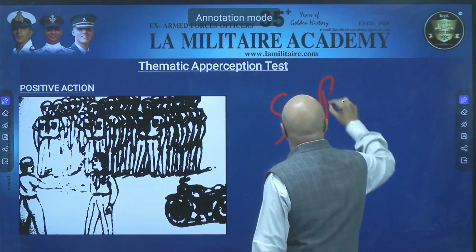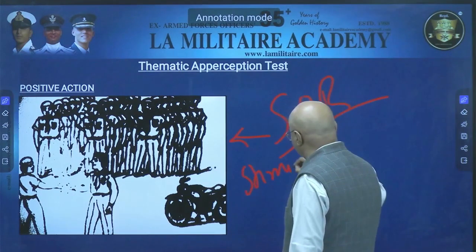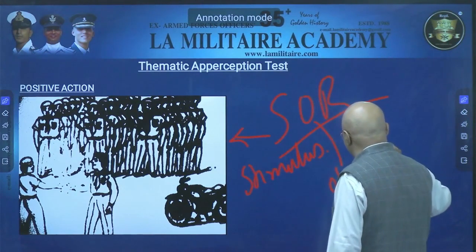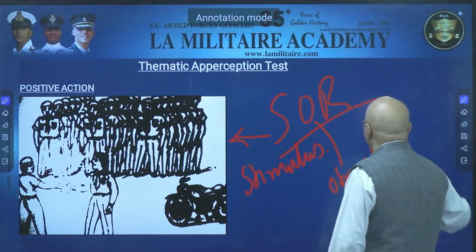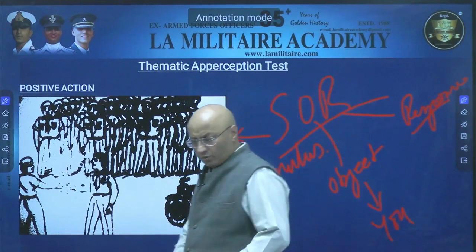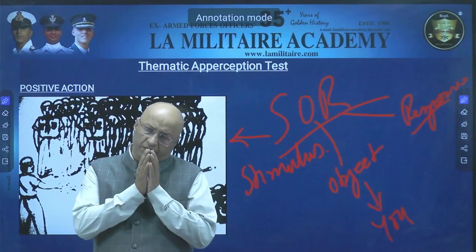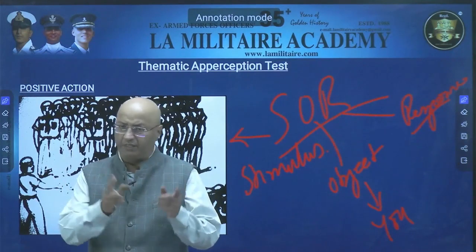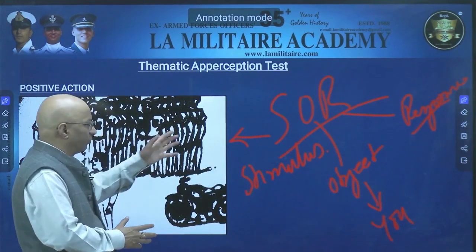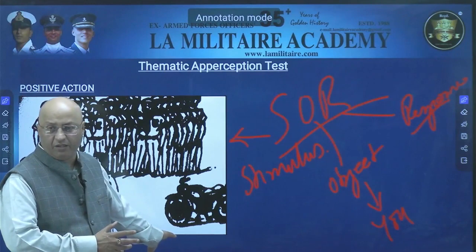It is your SOR approach. What do you mean by SOR approach? S is stimulus, which means what is forcing you to think. O is the object, who is you. And R is the response, which is the story you write. Whenever you see a picture and then you respond, it is very evident that between the picture and the response is you. Suppose I show you this picture and tell you to write a story, the kind of character you create, the kind of thought process, the kind of action of this character will be similar to you.